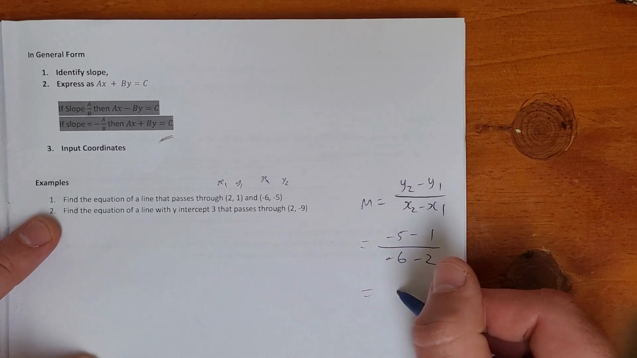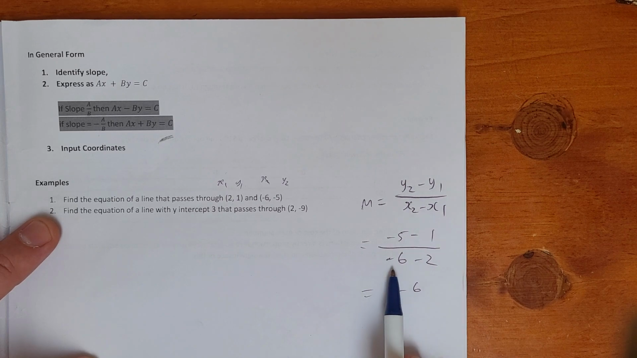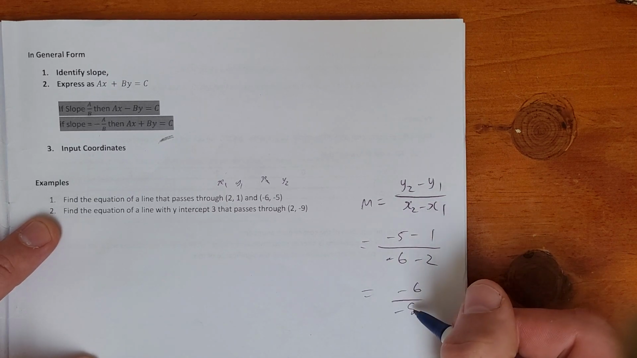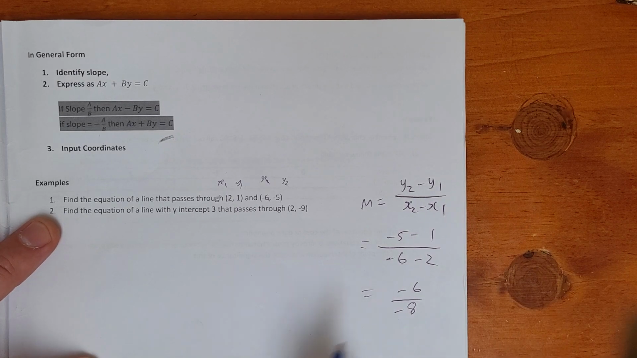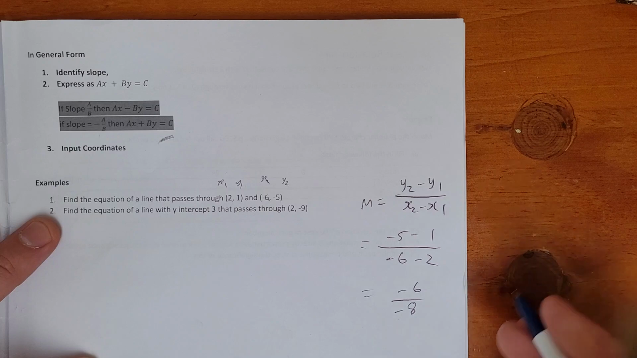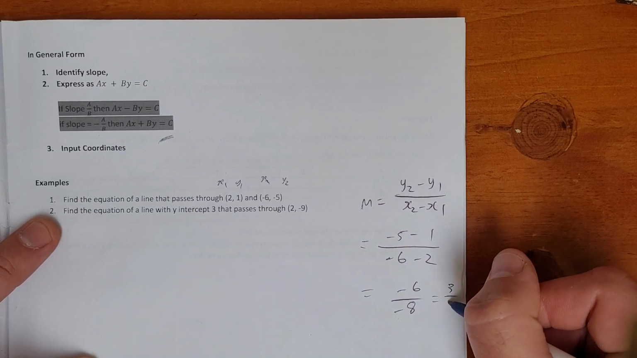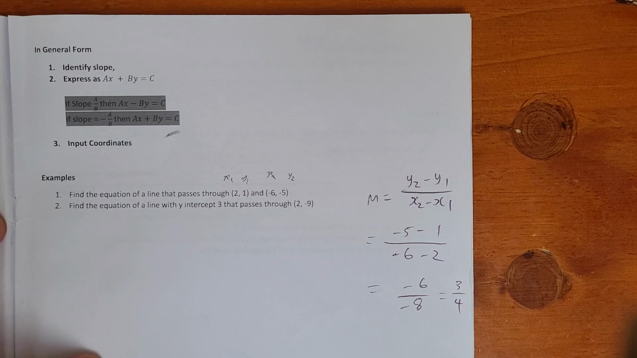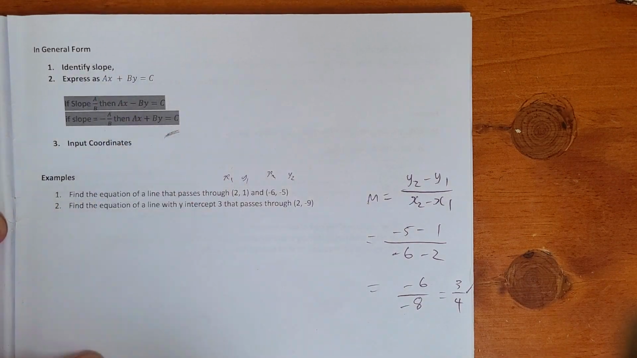All right, so that's what we're calculating, and we're going to simplify that. So minus 5 take 1 will be minus 6, and minus 6 take 2 will be minus 8. So we have minus 6 divided by minus 8. Now we have negative at the top and bottom, so they're both going to cancel. And 6 divided by 8 we can express as 3 divided by 4 in simplest terms. So that's 0.75, right? So this is our slope. Part 1, identify the slope, done.